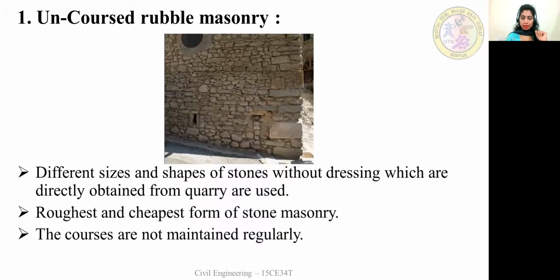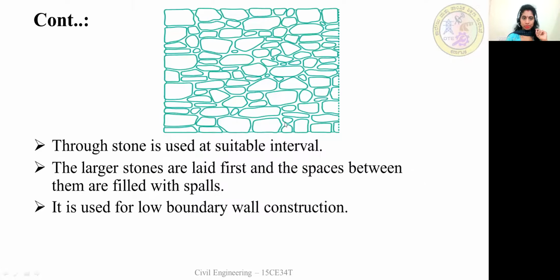The larger stones are laid first and the spaces between them are filled with spalls. Here in this picture, it is very clear. We have used many larger stones, and the spaces between these larger stones are filled with small stone chips. It is usually used for construction of low boundary walls. You can observe a pictorial view of the uncoursed rubble masonry.